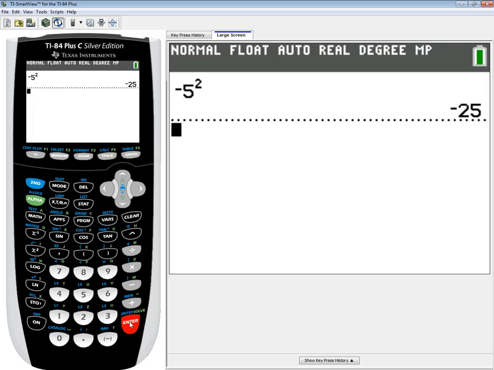Exactly. This is a really common mistake with calculators. Calculators are smart, right? They're designed to be smart. They know order of operations. So why did the calculator get negative 25?